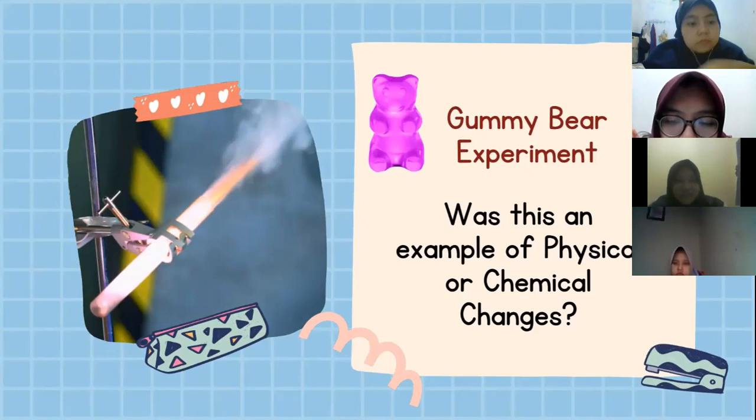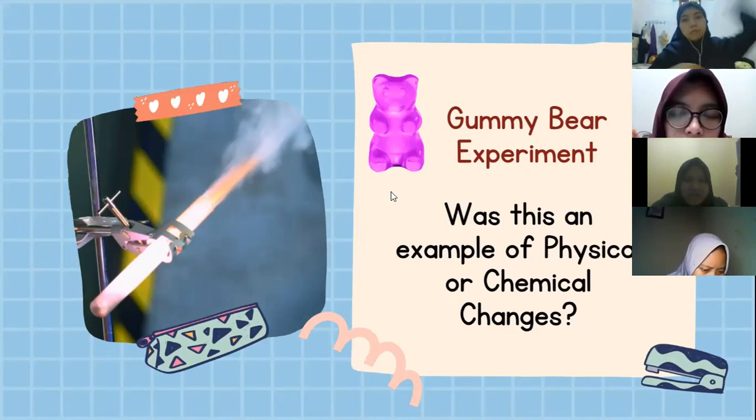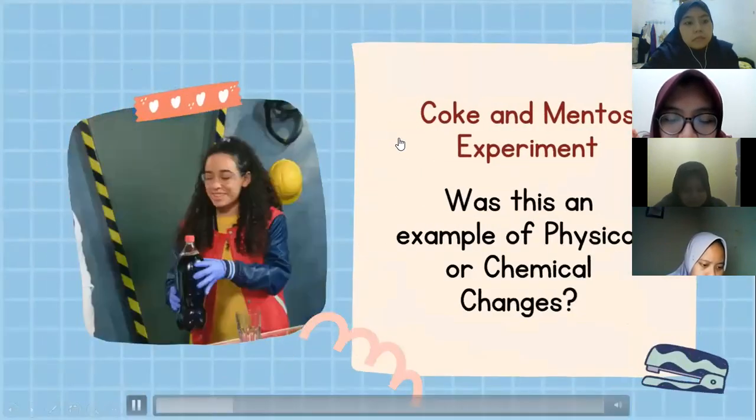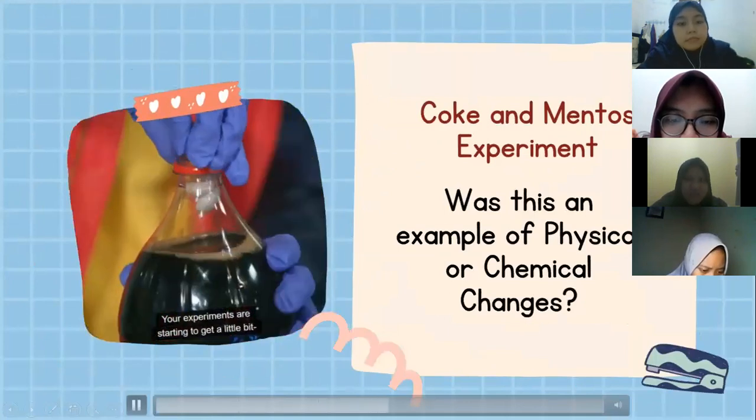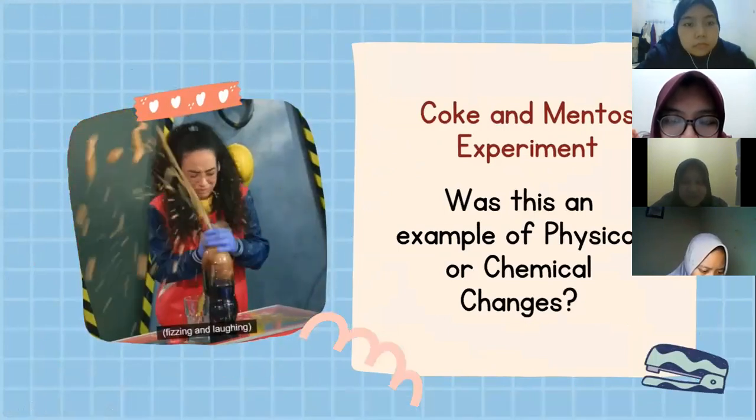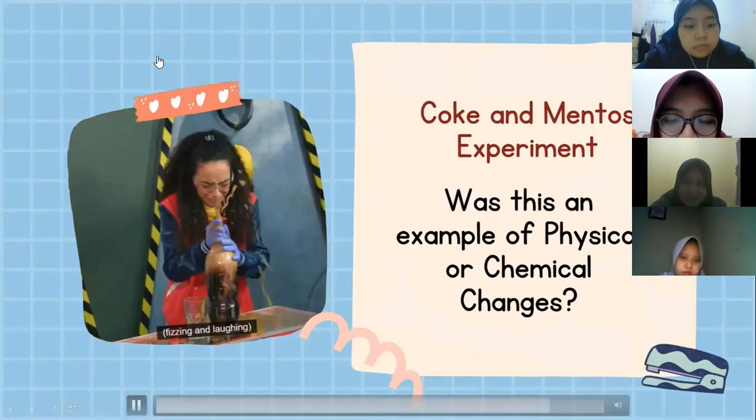And now, take a deep breath and then exhale again. We're going to the next level of challenge. It's about the Coke and Mentos experiment. What kind of change happened here? Was this an example of physical or chemical change? Can anyone explain why?